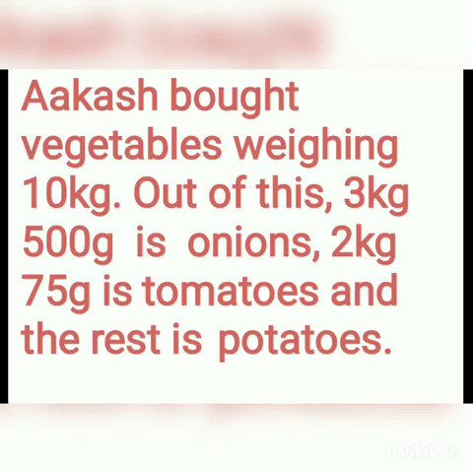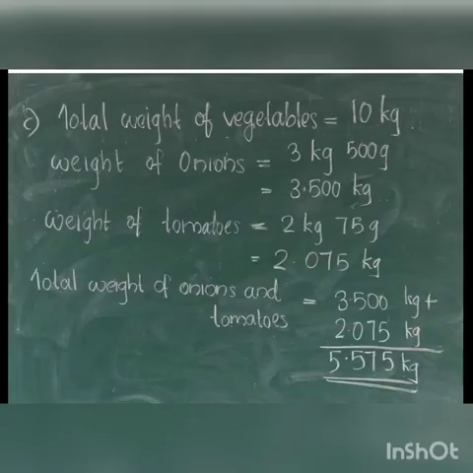You have to find the weight of potatoes. So how will you find this? Total weight is given, weight of onions is given, weight of tomato is given. We have to find that, and also one clue is given: the rest is potatoes. First you have to find the total weight of onions and tomatoes. Then if you subtract that total from the total weight, which is 10 kg, you will get the remaining weight, which is potatoes. So write in the steps.